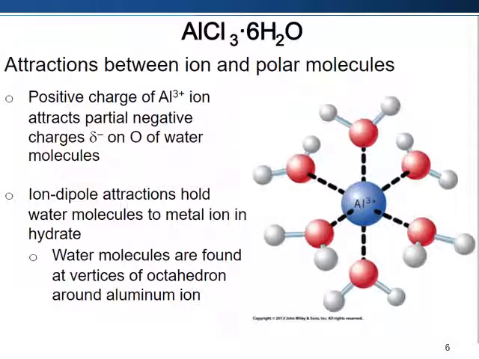So for example, AlCl3 6H2O. This is the attraction between an ion and a polar molecule. The positive Al3+ ion attracts the partially negative charge on the oxygen. So it attracts this one, this one, and so on. This becomes ion-dipole attraction. It holds the whole water molecule to the metal ion in the hydrate. The water molecules are found in an octahedral arrangement: 1, 2, 3, 4, 5, 6. That's why when water freezes, we have the snowflake. This is the structure of snowflakes when water freezes.